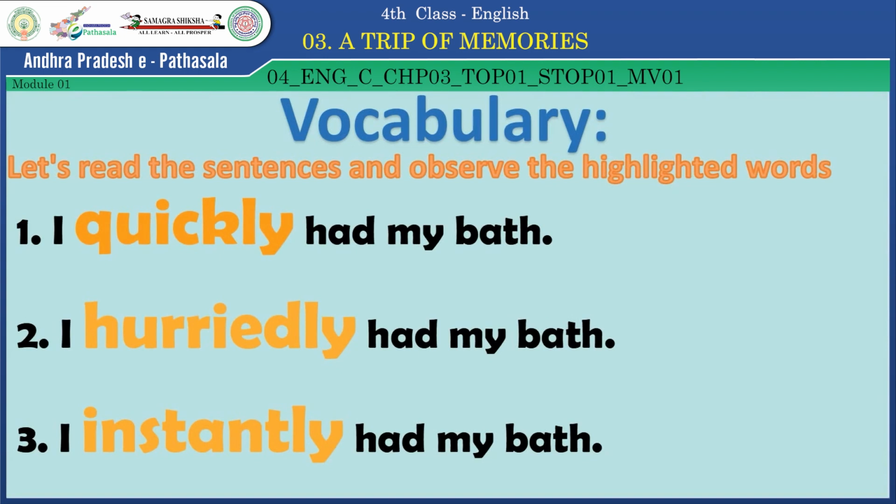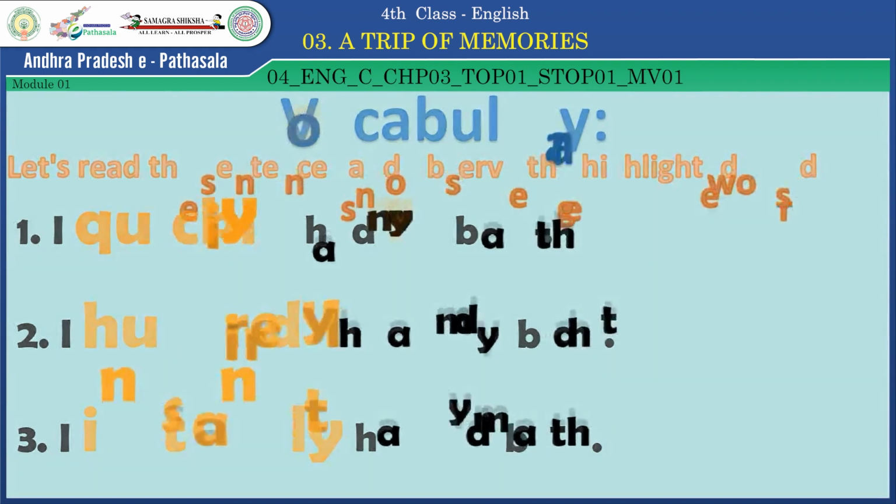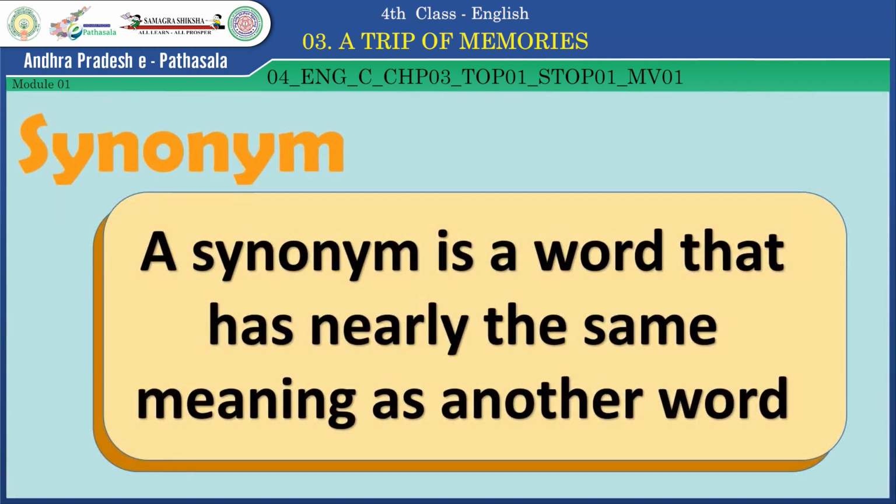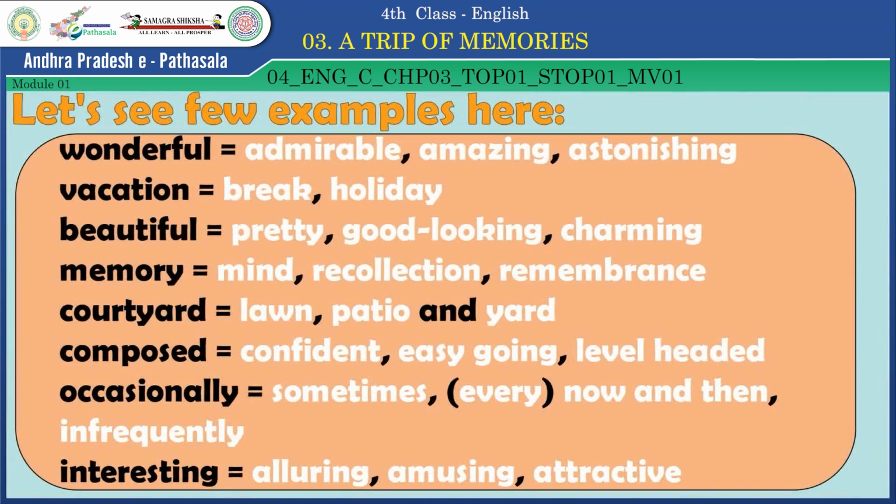Well, what did you observe from the sentences? The words quickly, hurriedly, and instantly have the same meaning. A synonym is a word that has nearly the same meaning as another word. Let's look at a few more synonyms like these. Here are a few examples. Wonderful, admirable, amazing, astonishing. Next one. Vacation, break, holiday.